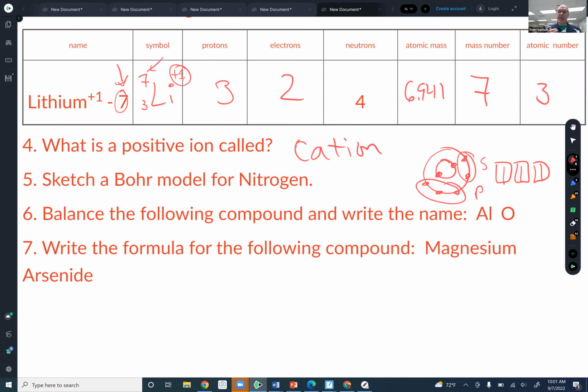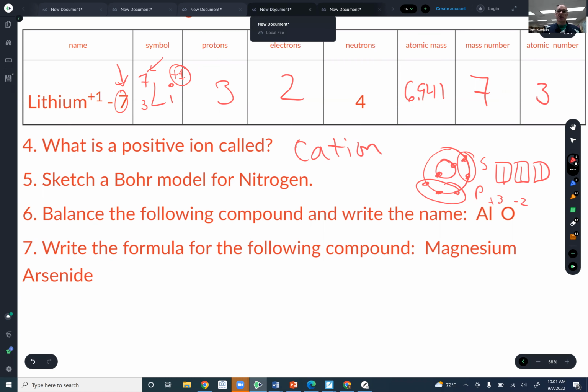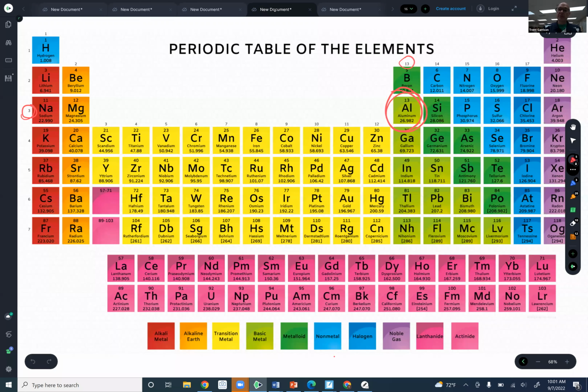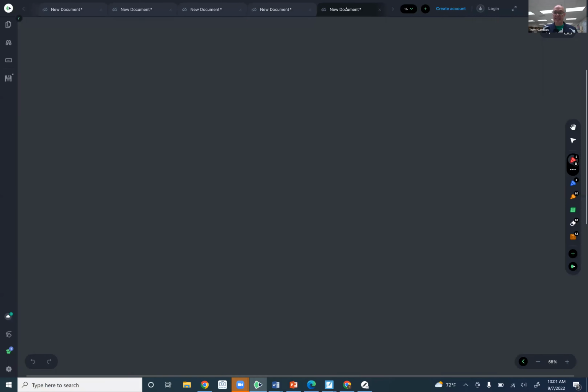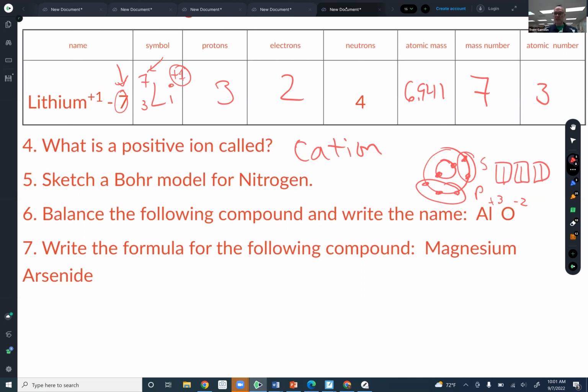Balance the following and give it a name. All right, so we have to then go back to our periodic table and figure out what the charges are. Now, I have given you a periodic table, and I asked you to write on here what my charges were for some of these elements. Aluminum was +3, oxygen is -2. And so once you have that, you can utilize that to then do a crisscross applesauce. 3 over here, 2 over here. What's its name? Aluminum oxide.